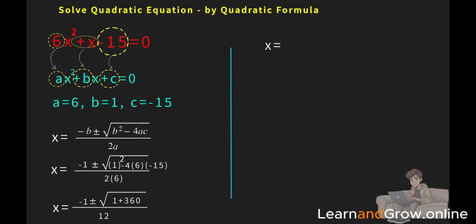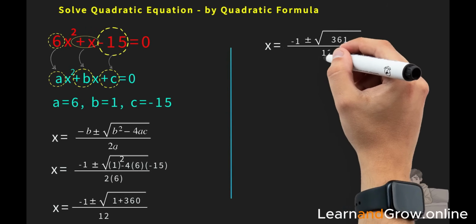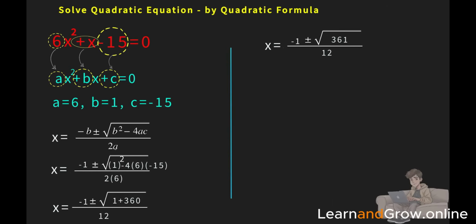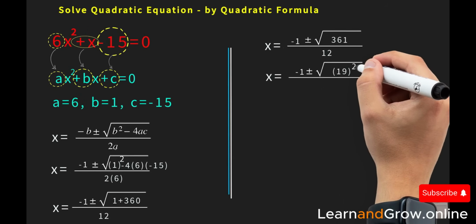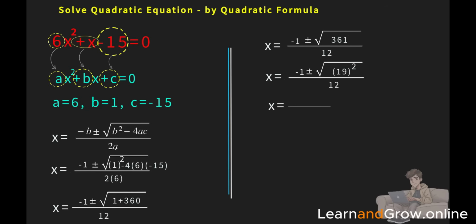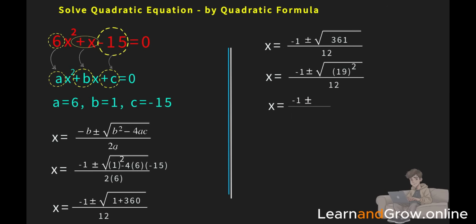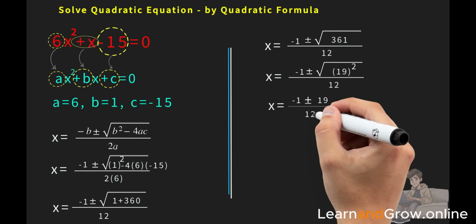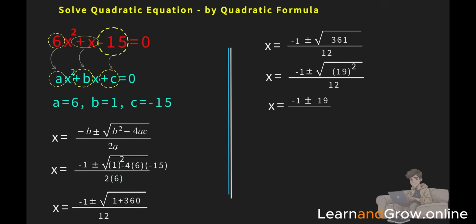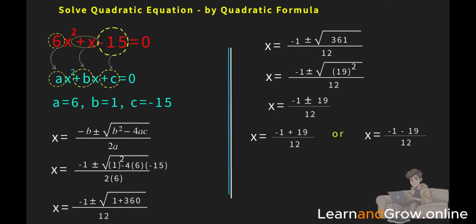Let's simplify it further. 1 plus 360 is equal to 361. We can also write 361 as the square of 19. Now, the square of 19 and the square root will cancel, and the answer will be like this. There are two solutions for x, one with the positive value of 19 and the other with the negative value of 19.